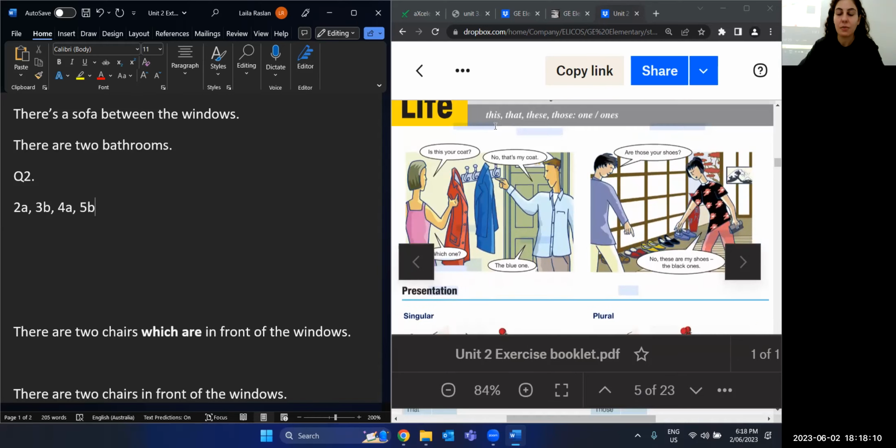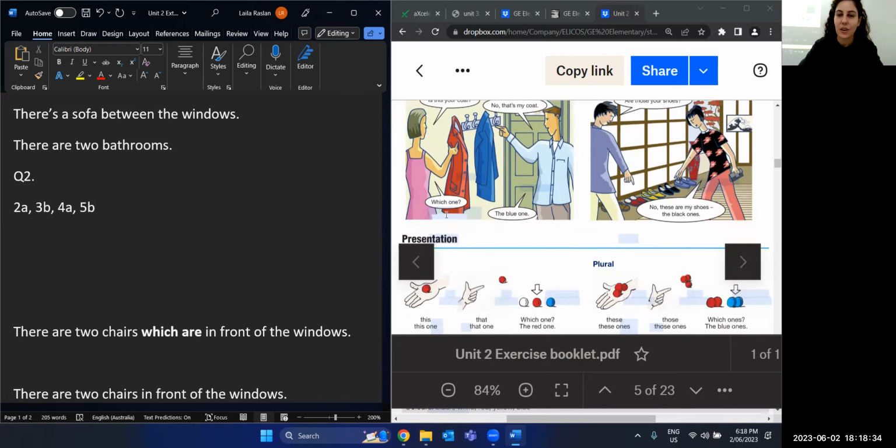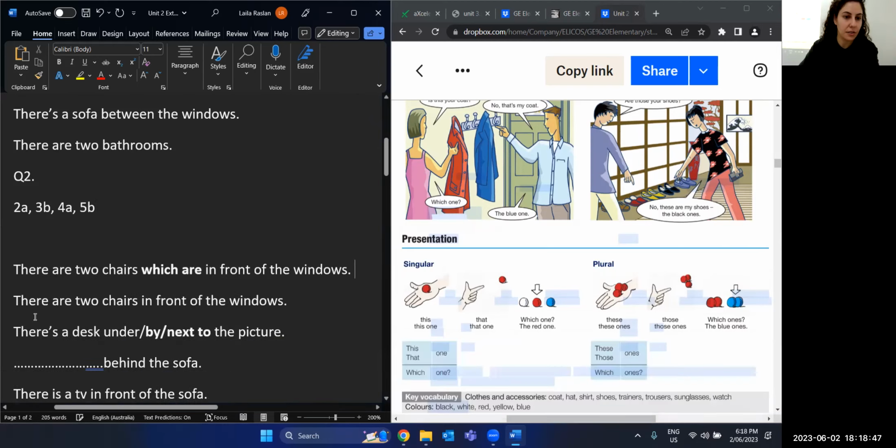Let's do this one. Remember we said this, that, these, and those, but one and ones. So we're talking about the noun, and asking if this is somebody's. So the woman says, is this your coat? Because she can touch it. Is this your coat? And he says, no, that's my coat. Which one? So when we're talking about one, which one? The blue one. You don't need to repeat which coat. So the word one replaces the word coat.